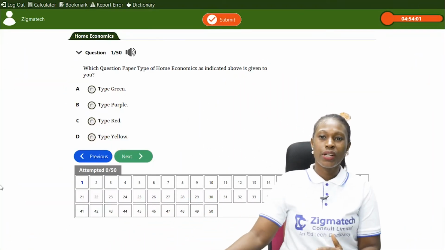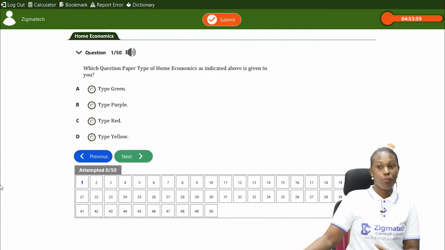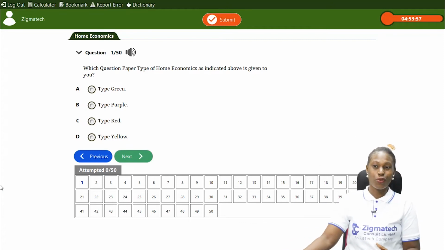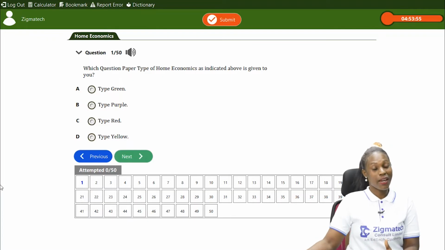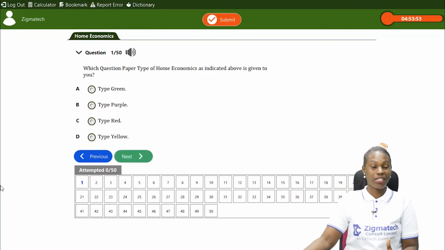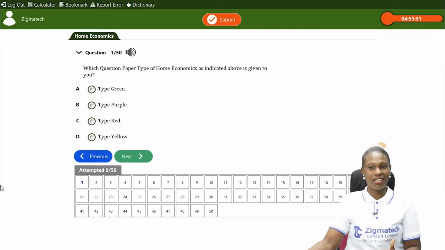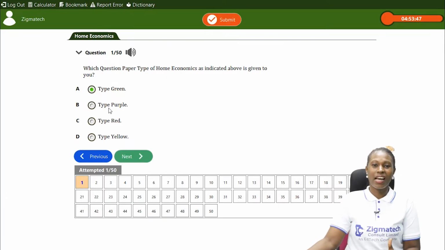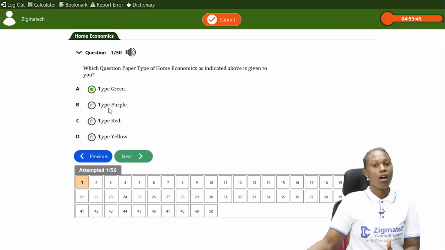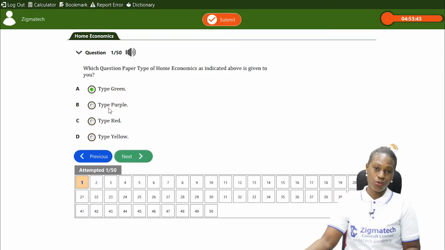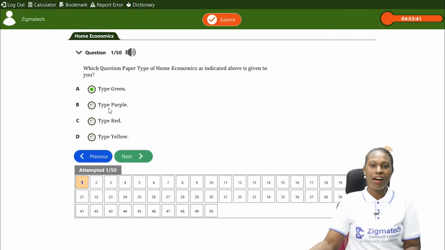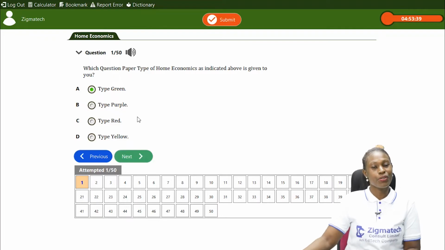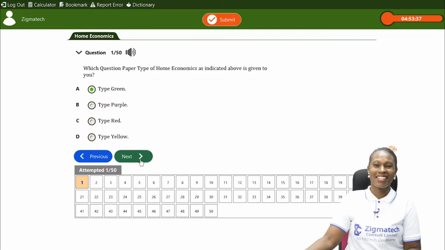Now, which question paper type of home economics as indicated above is given to you? This depends on which one is given to you, but for this one that I'm attempting, it is the type green. So it depends on what paper type is given to you, but for this one, we have the paper type green. Now let's proceed to the next question.